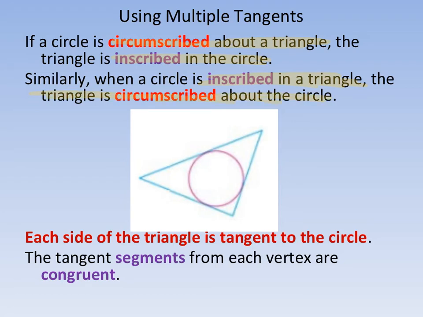So each side of the triangle is a tangent to the circle, because looking at the diagram, we can see that at each point, these lines are only intersecting the circle once, making them a tangent. And we know that based on what we know with tangents, that the points outside the circle are congruent. So this part is congruent to this. This part over here is congruent to the other part. And this part down here is congruent to the other part.